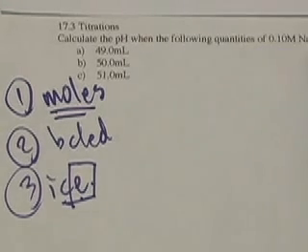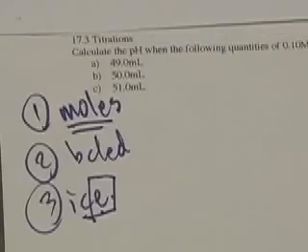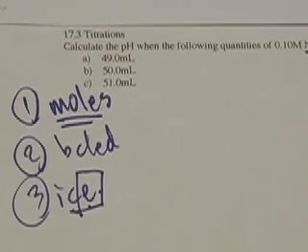Here we happen to have a strong base, NaOH, and a strong acid, HCl. And so that makes it so we're not going to have a weak acid or a weak base left over. So step number one, calculate the moles. So let's start with HCl.